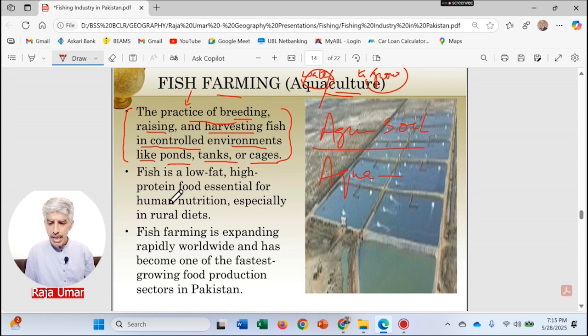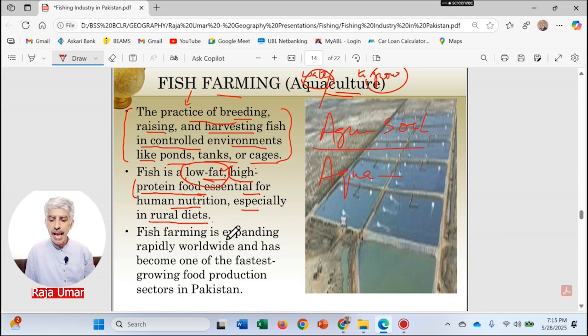Fish is a low fat, high protein food. These are the characteristics of fish. Low fat means that there is no cholesterol in fish, but it is really very good when we talk about meeting the needs of proteins in the human body, essential for human nutrients, especially in rural diets. Fish is really very important.